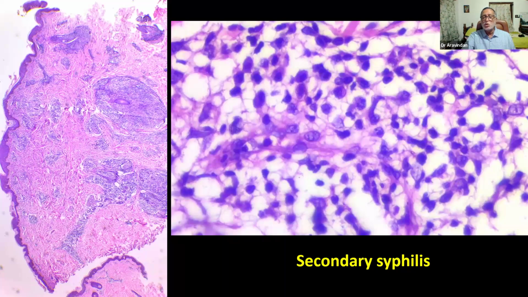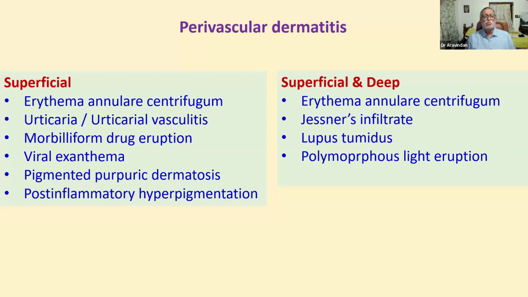So that's another condition that, of course, is rarer now than before, but always be on guard when you see plasma cells. And this is a partial list of perivascular dermatitis. Superficial and deep, morbilliform drug eruption, viral exanthemes. Sometimes in many viral diseases, all that you may see is just a perivascular lymphocytic infiltrate. Pigmented purpuric dermatosis. All that you may see, along with hemosiderin pigment, is only a superficial perivascular infiltrate.